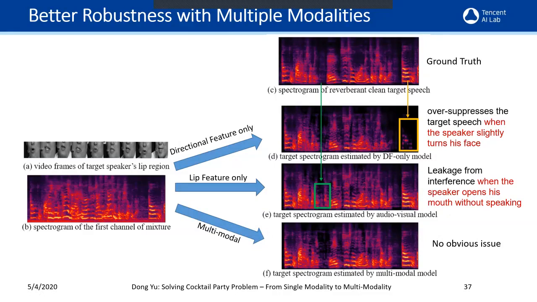Compared to single modal systems, multimodal systems are more robust. In this example, if only directional feature is available, the target speech will be over-suppressed when the speaker slightly turns his face, as indicated by the yellow box. If only lip feature is available, there will be leakage from interfering speaker when the speaker opens his mouth without speaking, as indicated by the green box. There is no obvious issue when both information are available.